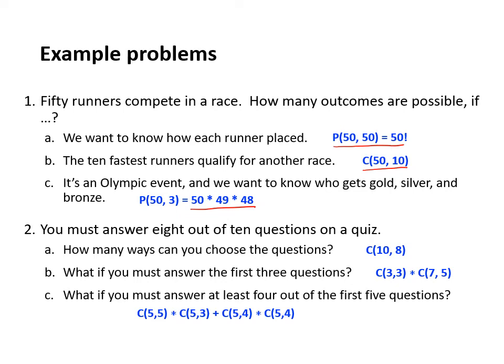Okay, and now problem 2. You must answer 8 out of 10 questions on a quiz. In how many ways can you choose these questions? So the order doesn't matter, we're just choosing a set of questions. So you choose 8 out of 10. Now, what if you must answer the first 3 questions? So that means that for the first 3, we are choosing 3 out of 3, which is just 1. There is only one way to do that because we are forced to do the first 3. And then the remaining 5, we are choosing out of the remaining 7 questions. And part C, what if you must answer at least 4 out of the first 5 questions?